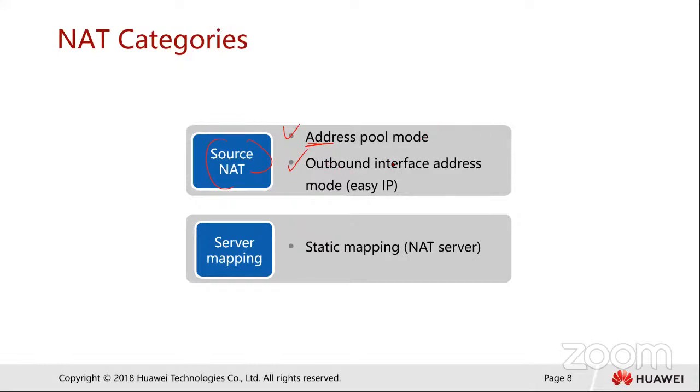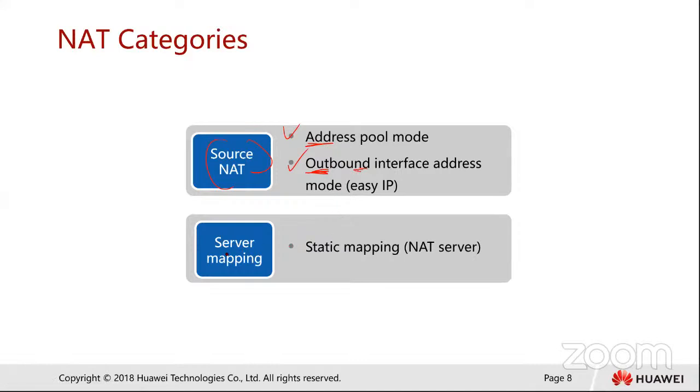There's also the outbound interface address mode, which we are calling the easy IP. And with outbound, basically the IP address of internal hosts are translated into the public IP address of the outbound interface on the public network. This mode applies when the public address is dynamically allocated. Like, let's say your ISP is the one who is giving you the IP address. This is when you use outbound interface.